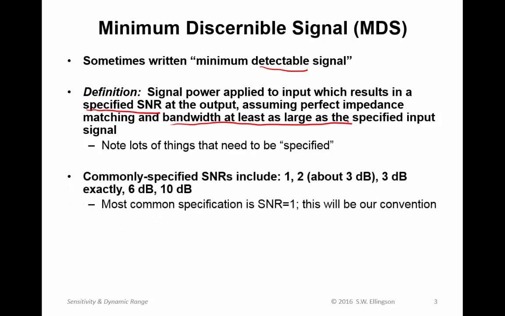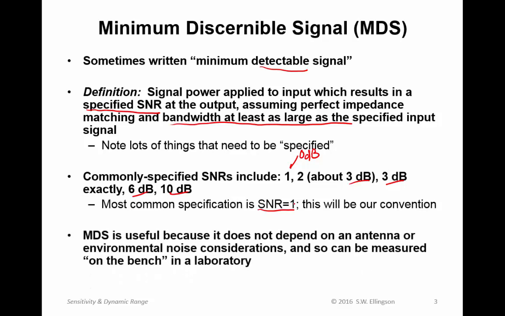Commonly specified signal-to-noise ratios for MDS include 1, which by the way is 0 dB, 2, which is about 3 dB, sometimes 3 dB exactly, sometimes 6 dB, sometimes 10 dB, and this is very application dependent. I would say the most common specification is probably just SNR equals 1. Now, you could legitimately question whether a signal is truly detectable if the signal-to-noise ratio is only 1, but nevertheless, this will be our convention because it's probably the most commonly used assumption, and it leads to some nice equations.